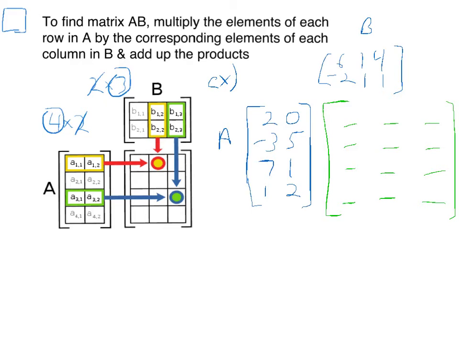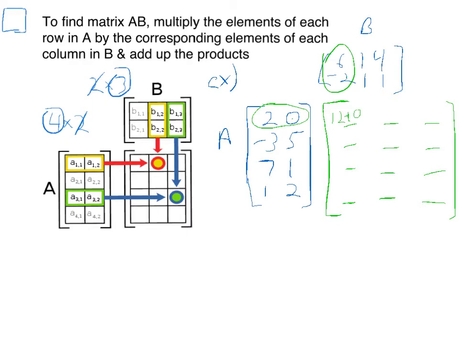Alright, let's do it. So for the first one there, we're going to take the first row of the first and the first column of the second. And if I do what I just said, we're going to take 2 and 6, and that's going to give us a 12. And we're going to add to that the product of this one and this one. So that's 0 times negative 2. Well, 0 times anything is 0. Okay? So that first element in our answer matrix is 12 plus 0, which is 12.